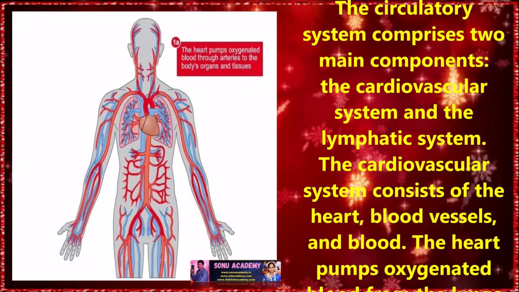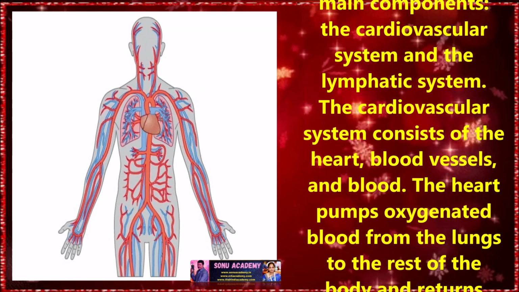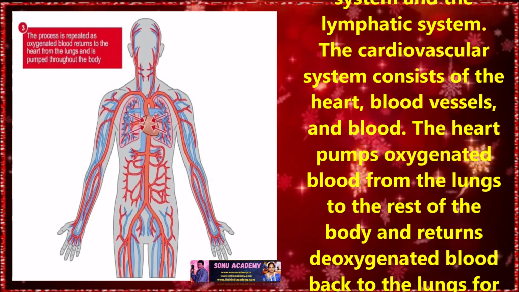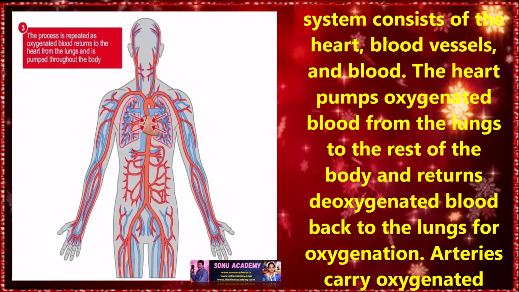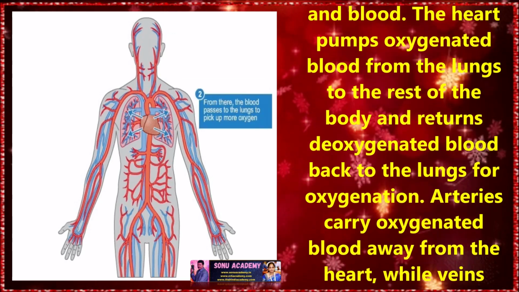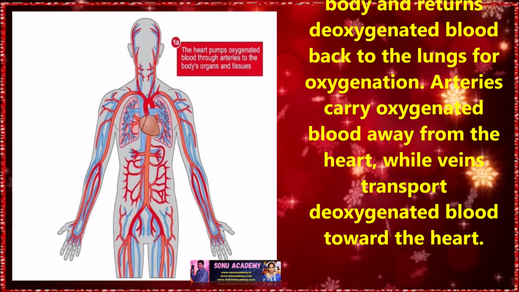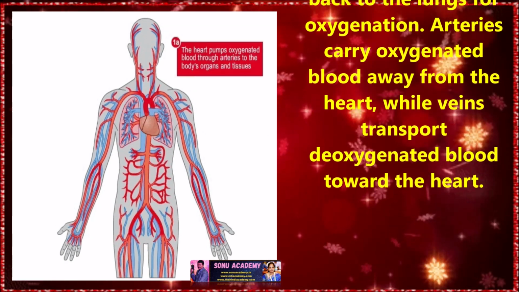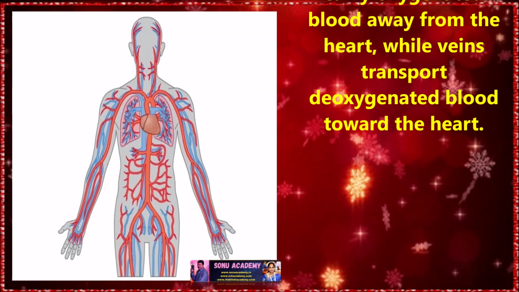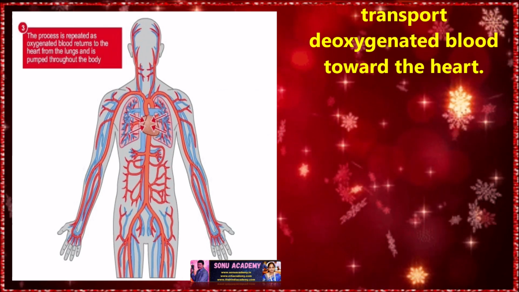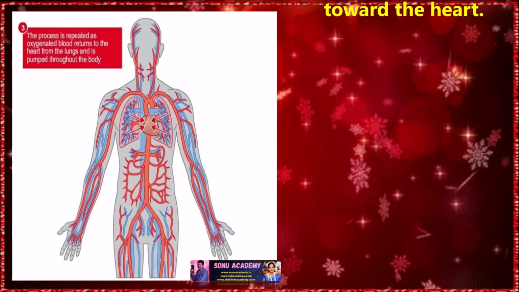The cardiovascular system consists of the heart, blood vessels and blood. The heart pumps oxygenated blood from the lungs to the rest of the body and returns deoxygenated blood back to the lungs for oxygenation. Arteries carry oxygenated blood away from the heart while veins transport deoxygenated blood towards the heart.